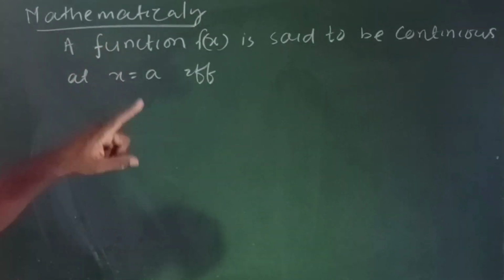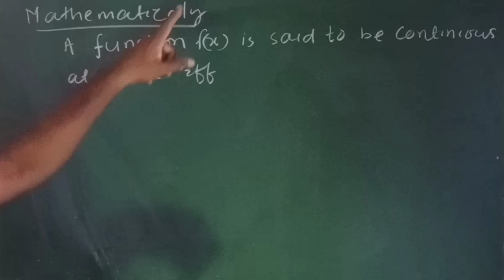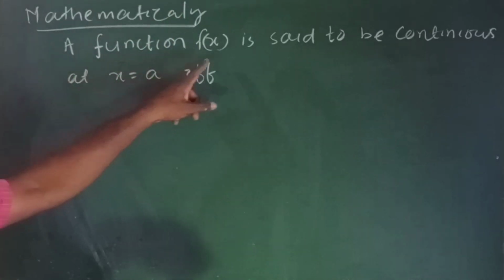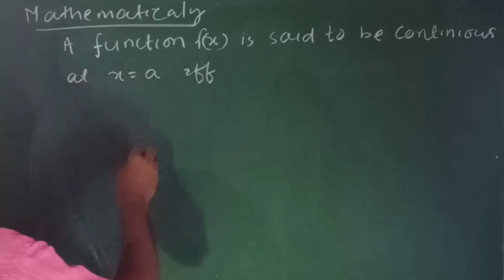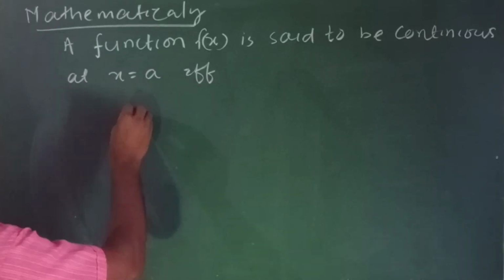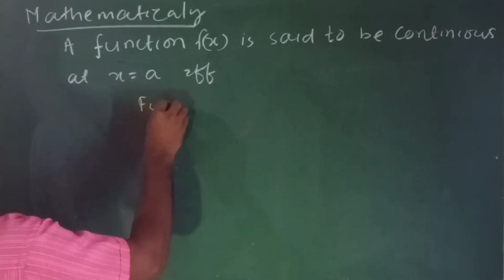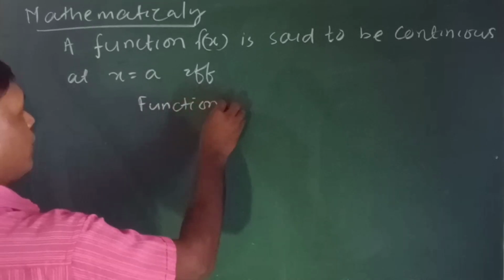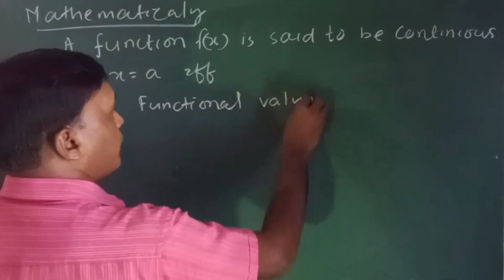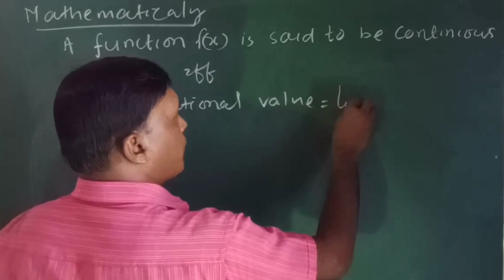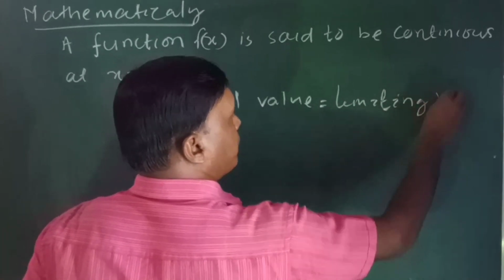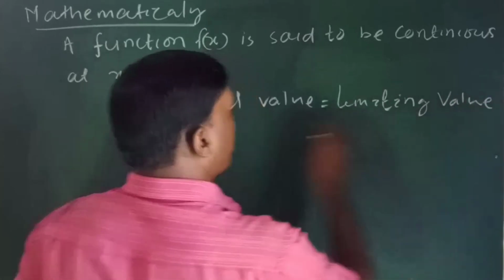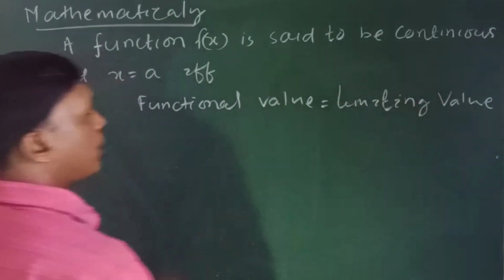So look at the definition mathematically. The mathematical definition of continuity: a function f of x is said to be continuous at x is equal to a if and only if functional value is equal to limiting value.